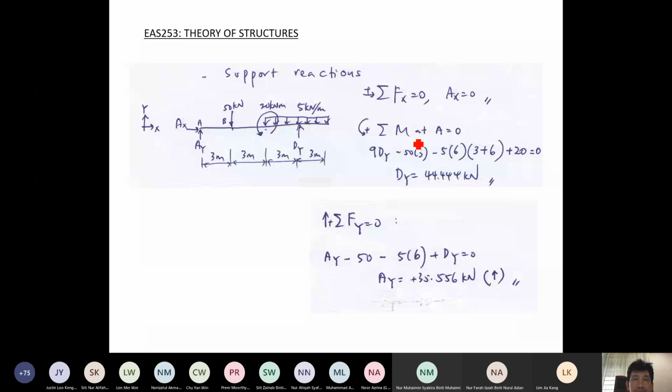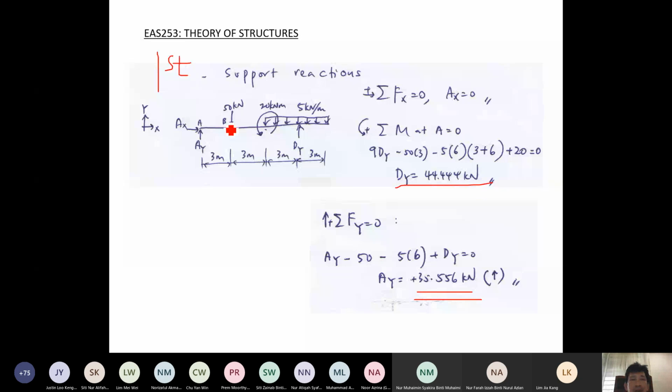So you have to use the three equilibrium equations, then we can get the support reactions: Dy is 44.44, Ay is equal to 35.556 going upward. So that is the first step. This is the first step. Get this part correctly, class. Okay.